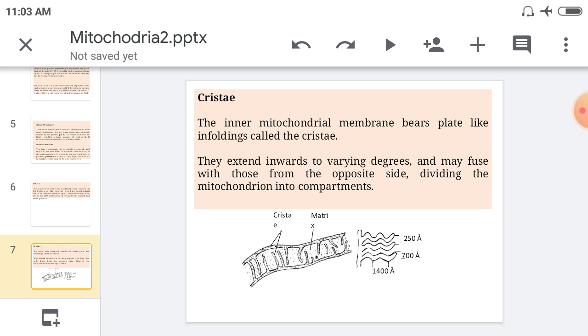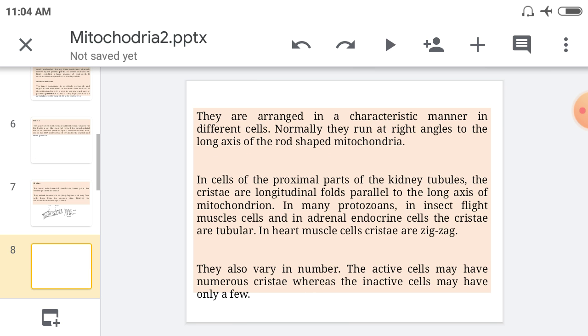Okay, it means this folding in the inner side into the matrix is called the cristae. Here in this diagram we can see this inner folding of the membrane, that is called the cristae. They are arranged in a characteristic manner in different cells. Normally they run at right angles to the long axis of the rod-shaped mitochondria.